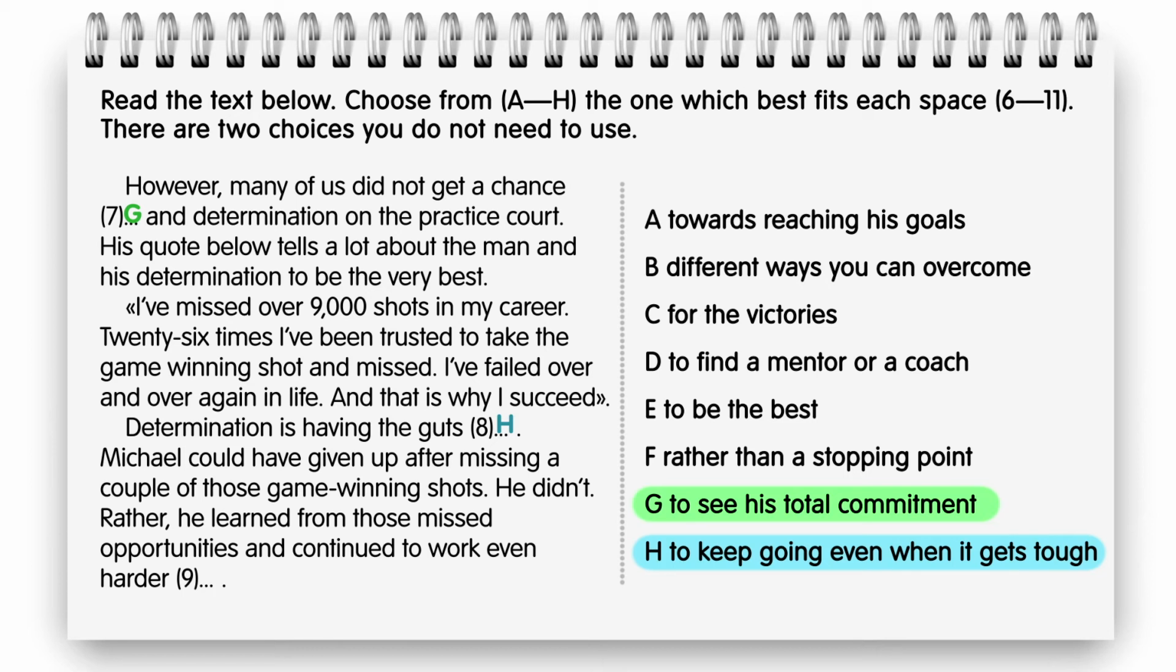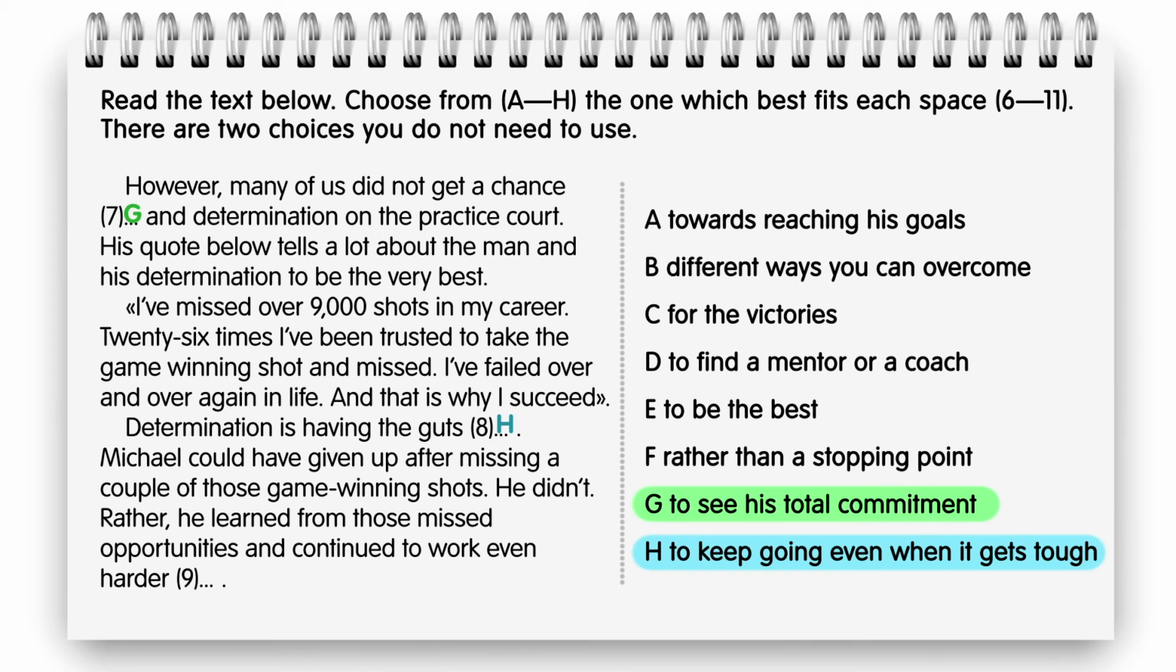And finally, the last gap, rather, he learned from those missed opportunities and continued to work even harder, blank. Now, logically, we could put work even harder with an infinitive, work even harder to do something. We can work for something, and we can work towards something. So grammatically, we have a lot of choices left, and this may not be the best way to look at it. So we should look at the content instead. And there are two choices that can really make a lot of sense here if we're looking at content. We have A, work even harder towards reaching his goals, or C, work even harder for the victories.